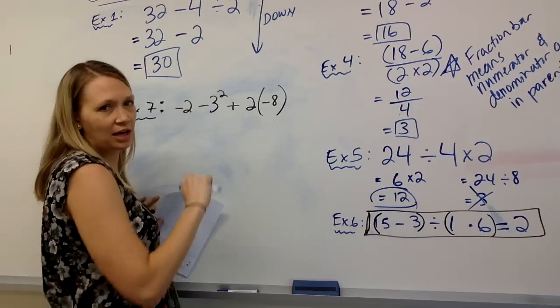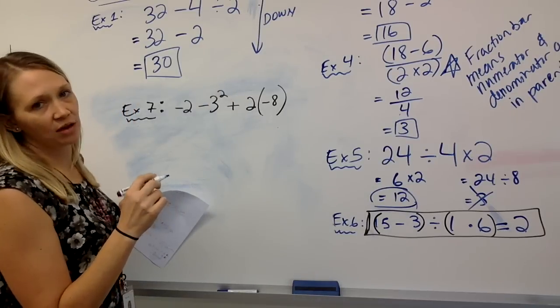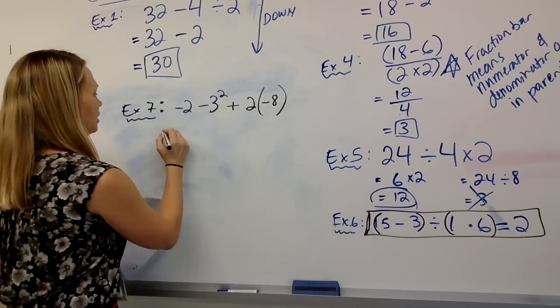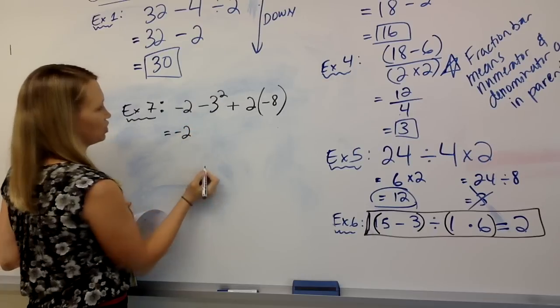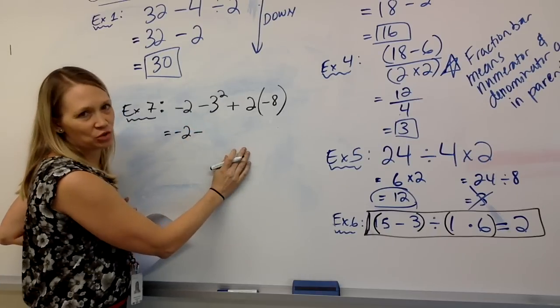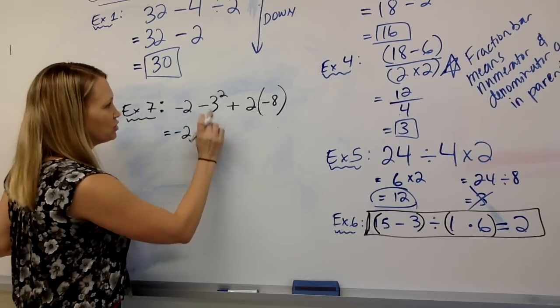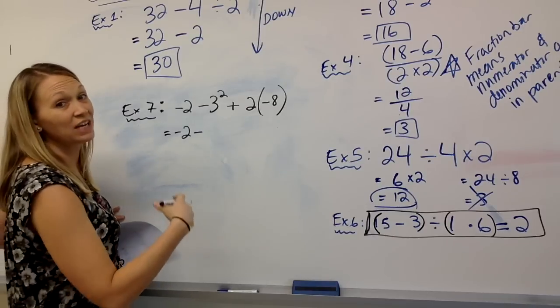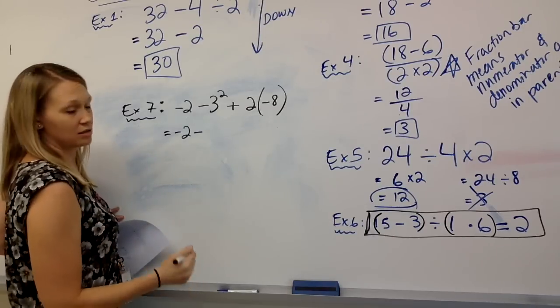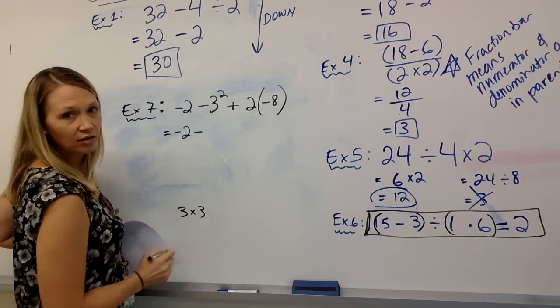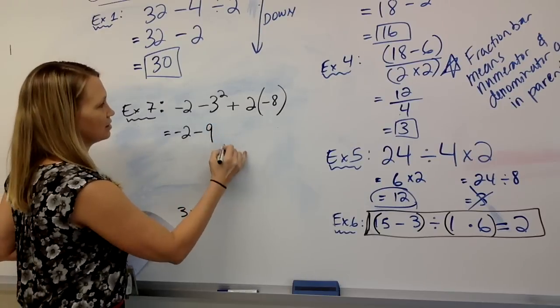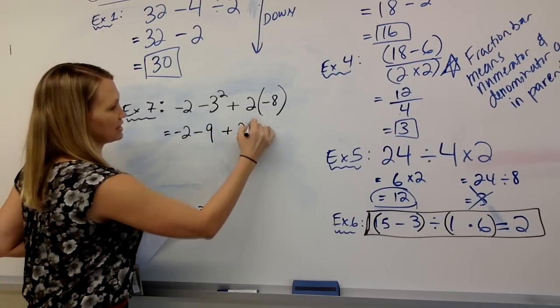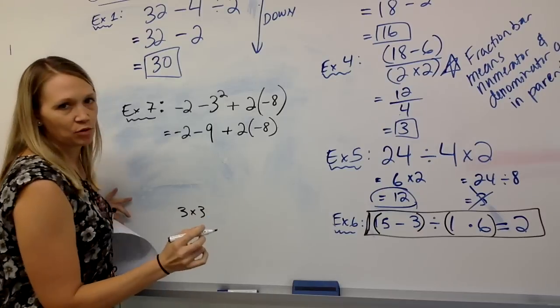Okay, so done. Now exponents. Do I have exponents? Oh yeah, I do. So I'm going to copy down the negative 2 minus, what is 3 squared? When you say 3 squared, it's not 3 times 2. It's 3 times itself twice. So it's 3 times 3. What is that? That's 9. And then I'm going to copy the rest down. There, I did exponents first.